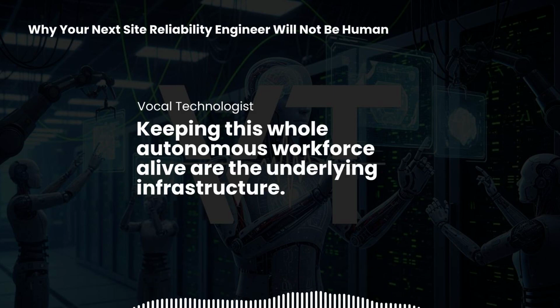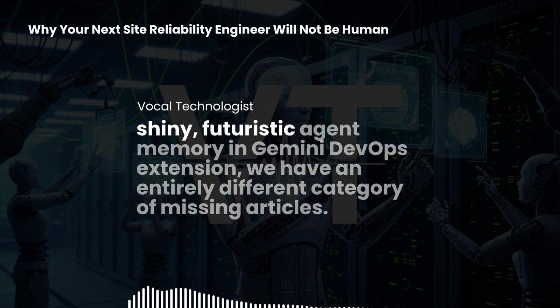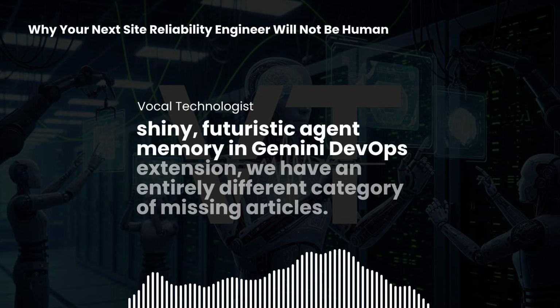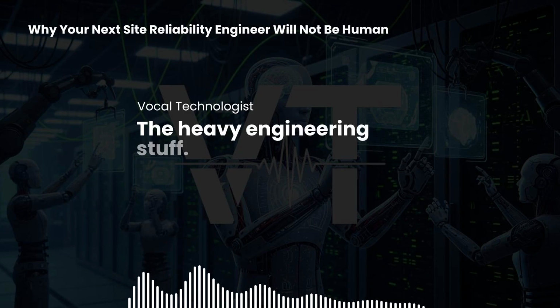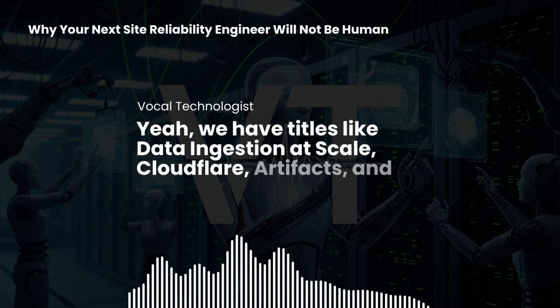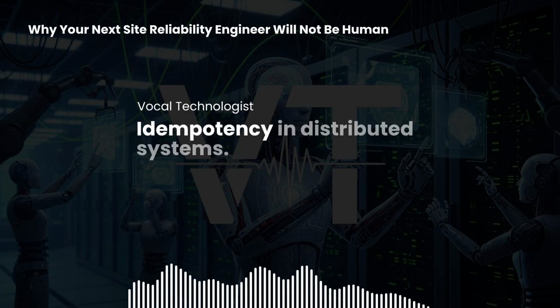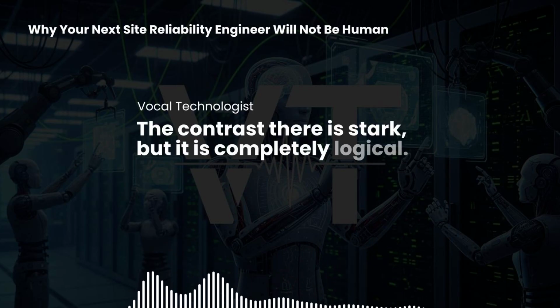The underlying infrastructure. Yes. Here's where it gets really interesting, because in the exact same newsletter, positioned right next to the shiny, futuristic AgentMemory and Gemini DevOps extension, we have an entirely different category of missing articles. The heavy engineering stuff. Yeah, we have titles like Data Ingestion at Scale, Cloudflare's Artifacts, and Idempotency in Distributed Systems. The contrast there is stark, but it is completely logical.